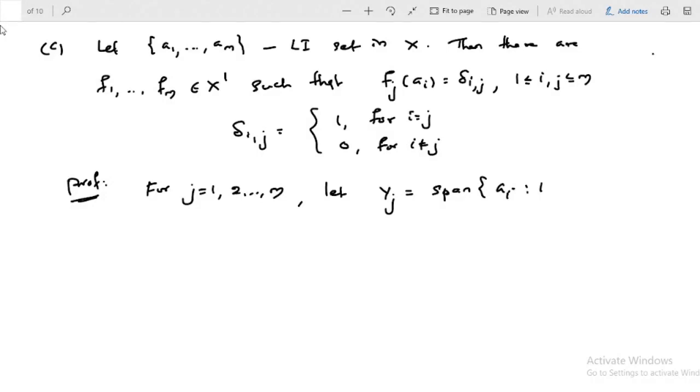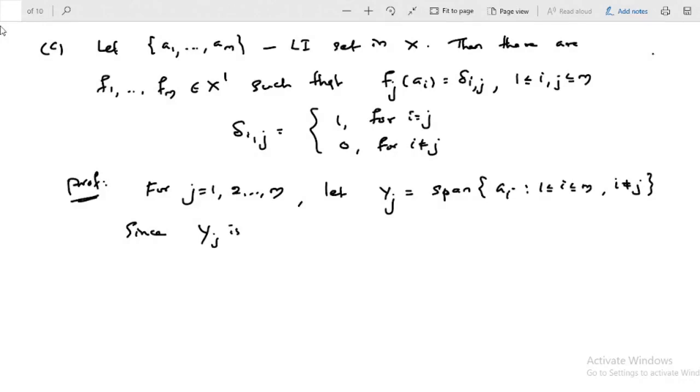Let us see specifically how. For 1 less than or equal to i less than or equal to m, with i not equal to j, yj is the span of all the elements except aj. What is y1? y1 is the span of a2, a3, and so on, leaving out a1. Take yj in that way. Then clearly it is a subspace because it is a span set, and it is finite dimensional. What is the dimension of yj? There are m elements, so one less: it is m minus 1 dimensional. So yj is a finite dimensional subspace.